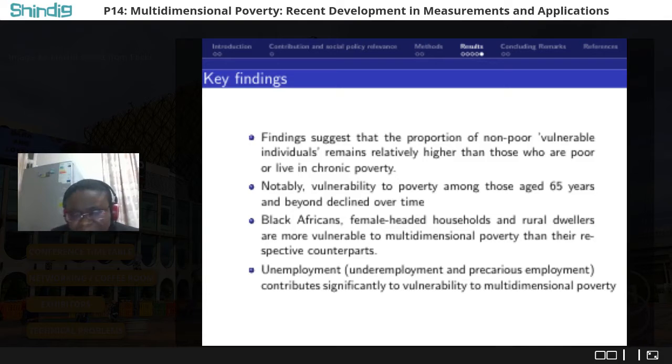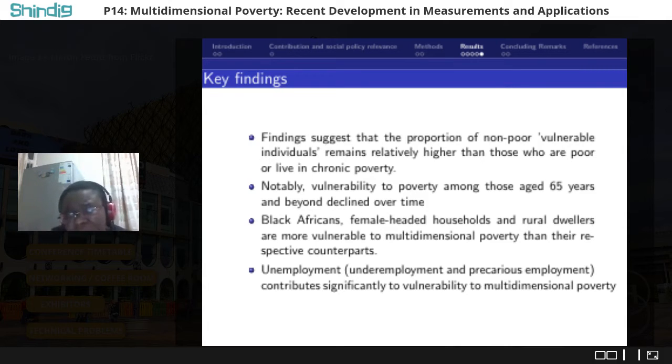Yeah. So, like I told you, the key findings just suggest that the proportion of, I call them the non-poor, because most of the time they're not classified as poor. Like I said earlier, the proportion of those categories of individuals or households remain relatively higher than those who are poor, actually living in chronic poverty. I define those people that are living in chronic poverty as those people whose weighted average indicators are at 50% or more.